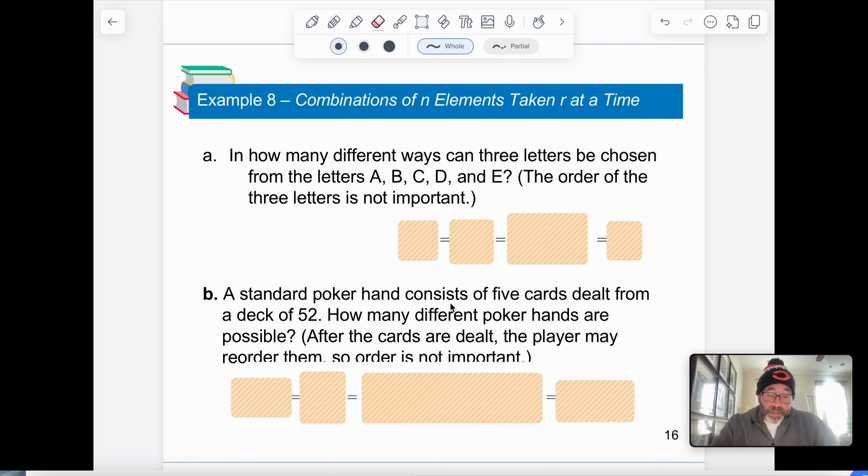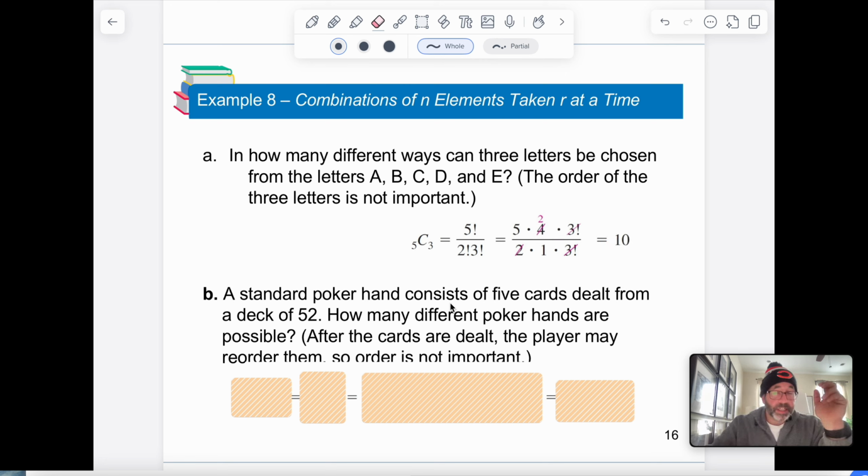So in order to set this up then, it's as simple as saying we're going to have 5 letters. We're going to choose 3 of those letters. Throw that into your formula, throw it into your calculator, simplify it, and we should get that there's only 10 ways that we can actually do this.